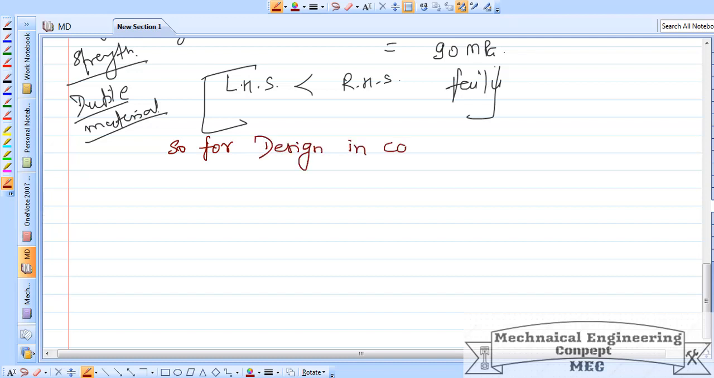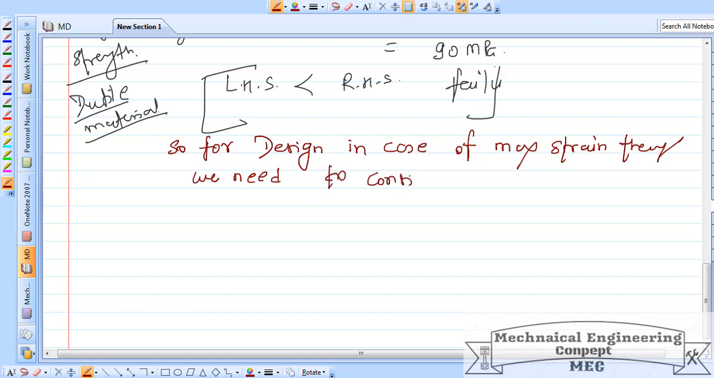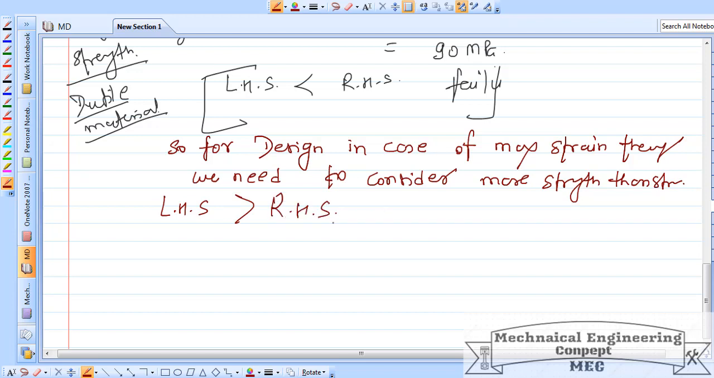So for safe design, in case of maximum strain theory, we need to consider more strength than stress, or we can say that the left hand side should be more than the right hand side. Okay, so this is the major criterion for safe design.